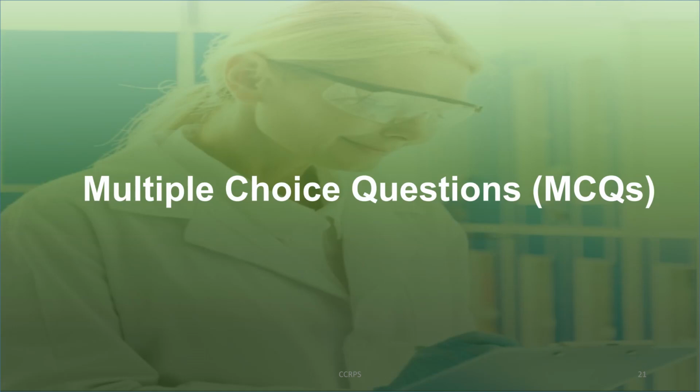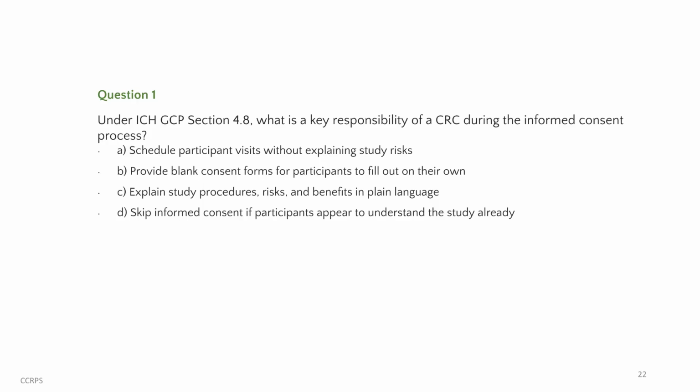Multiple choice questions. Question 1, under ICH GCP section 4.8, what is a key responsibility of a clinical research coordinator during the informed consent process? A, schedule participant visits without explaining study risks. B, providing blank consent forms for participants to fill out on their own. C, explaining study procedures, risks, and benefits in plain language. Or D, skip informed consent if participants appear to understand the study already.